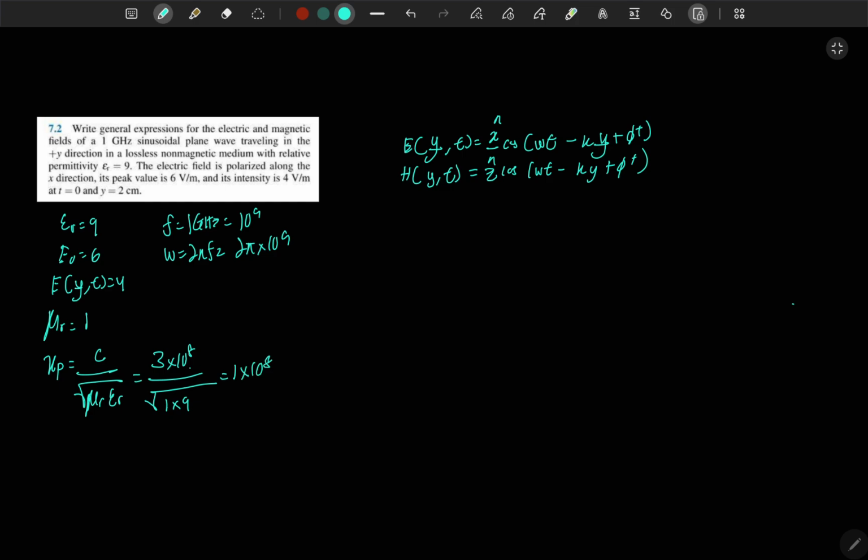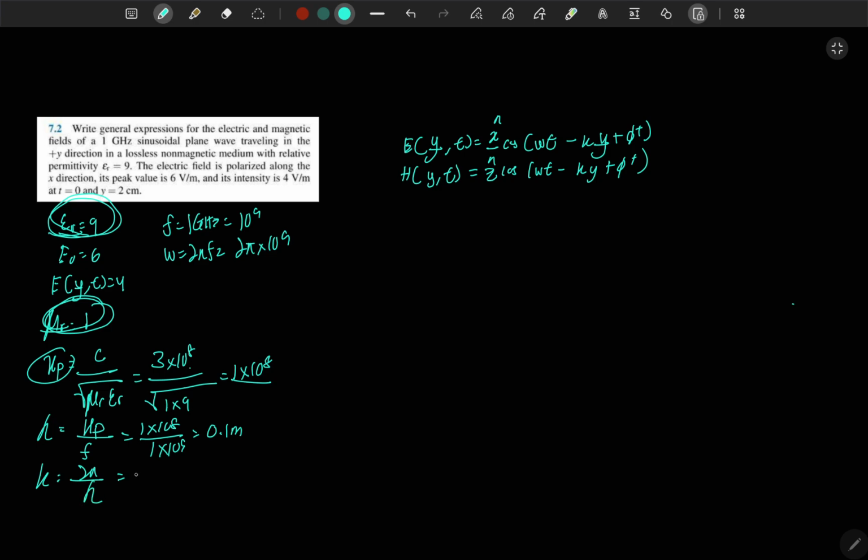You notice here, this is the permeability, and this is the permittivity. Technically lambda is equivalent to c per f, but in this case we need to solve this first, because lambda is equivalent to up over f. So our up is 1 times 10 to the power of 8, our f is 1 times 10 to the power of 9, which gives 0.1 meter. Using this we can find k, which is 2 pi over lambda, which is 2 pi over 0.1, giving 20 pi. Okay, so we have all the data.